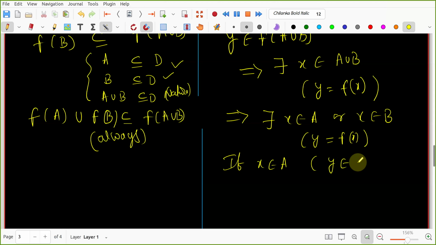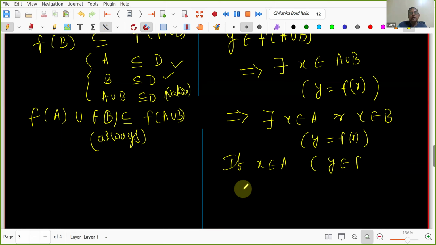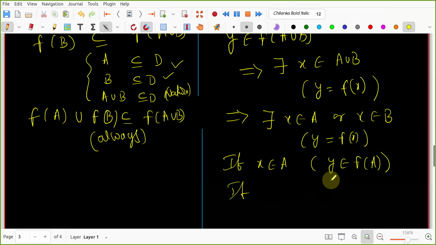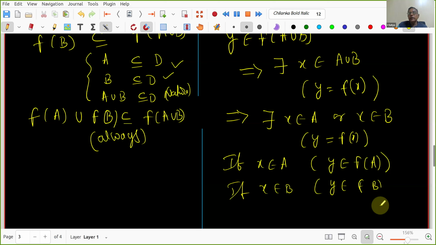Y belongs to f of A. Good, correct. f of x. So if x belongs to B, there are two possibilities, right? x is in A or x is in B. If x is in A, y belongs to f of A. If x is in B, y belongs to f of B. What is that you proved? That means this implies y belongs to f of A or y belongs to f of B.